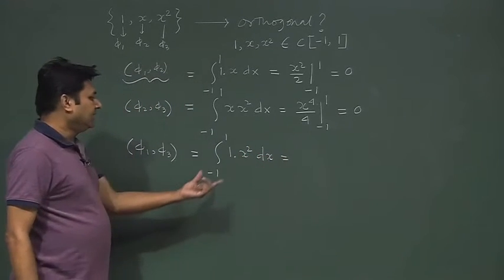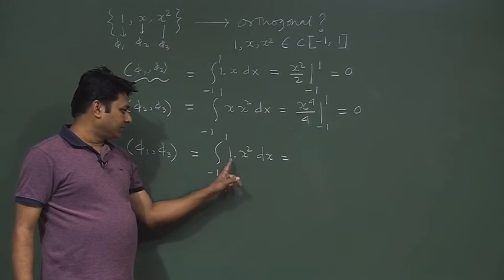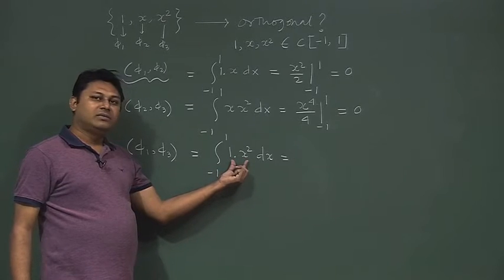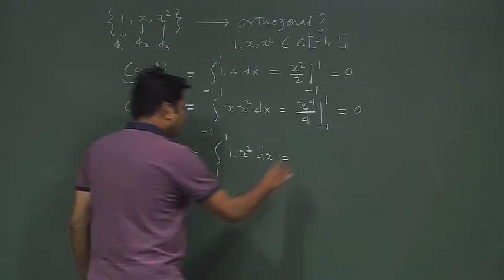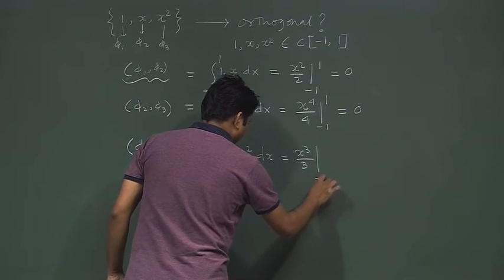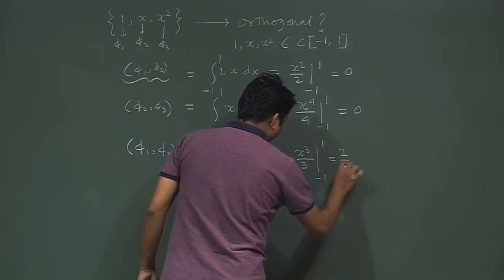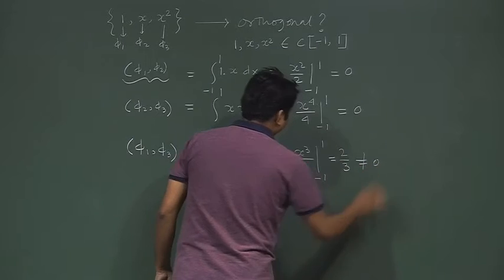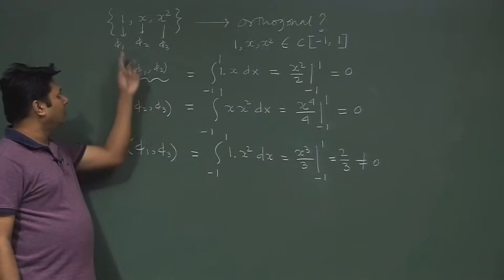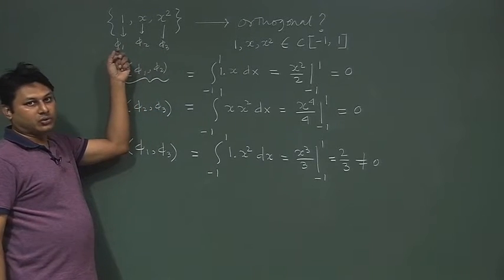Now, here you can see one important thing: if I multiply these two quantities, we have an even function in our hand. So, it will be x cubed divided by 3 from minus 1 to 1, which I suppose is 2 by 3, but not equal to 0. That means, even though these functions are orthogonal, these and these are orthogonal, these and these are orthogonal, these and these are not orthogonal.